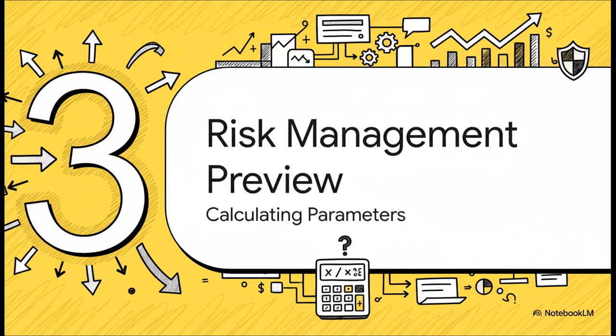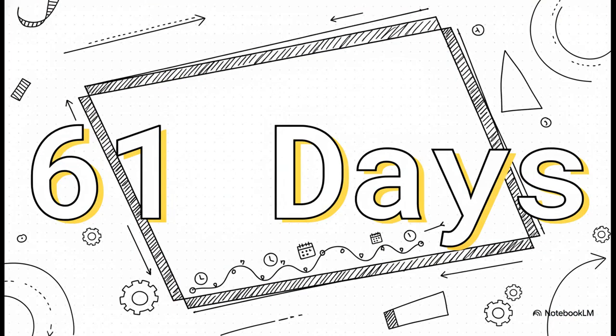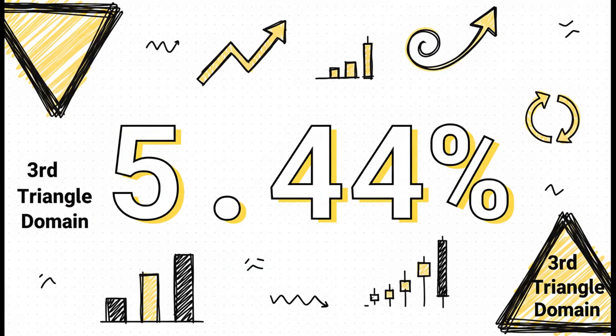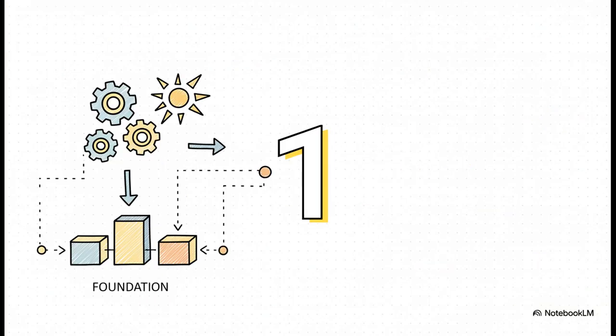Next up, let's take a peek at the risk management side of things. We're going to run through a hypothetical scenario just to see how the parameters get calculated. The very first piece of the puzzle for our risk calculation is time. For this particular cycle, that shape on the screen, the trapezoid, defines a time duration of 61 days. The second key ingredient comes from something labeled the third triangle domain. Its value is 5.44%. This is another really crucial input for the risk model. And the third parameter we need is the risk coefficient. For this specific calculation, that coefficient is set to 1. So those three things are the foundation for what comes next.